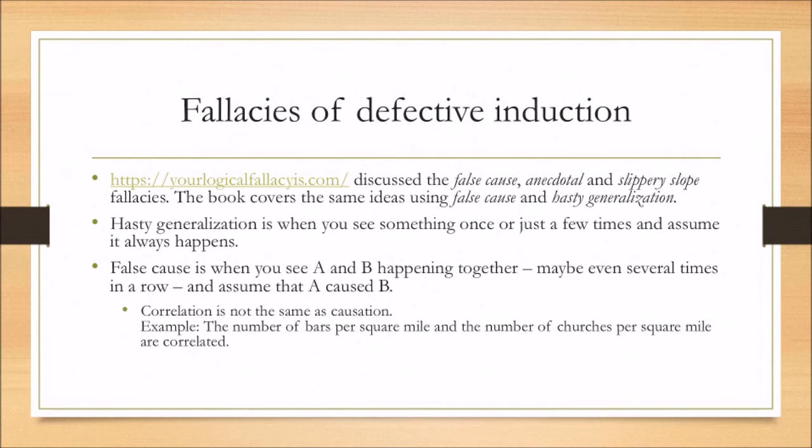So an example of this is that the number of bars per square mile and the number of churches per square mile are correlated. If there are a lot of bars per square mile, there tend to be more churches per square mile as well. That doesn't actually mean that bars cause churches or that churches cause bars. What it means is that both of them are based on the population per square mile. The more people you have, the more bars and churches you have. There's a very funny website right here, which is full of all sorts of strange and wonderful correlations that obviously are not causation. Go check it out if you want sometime.